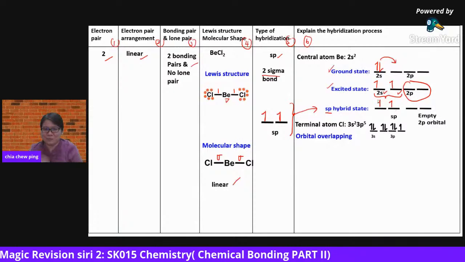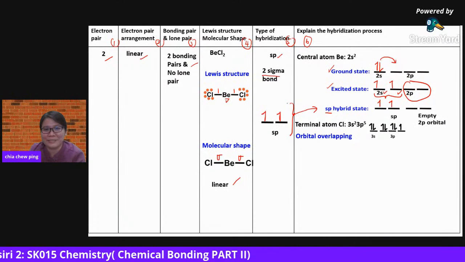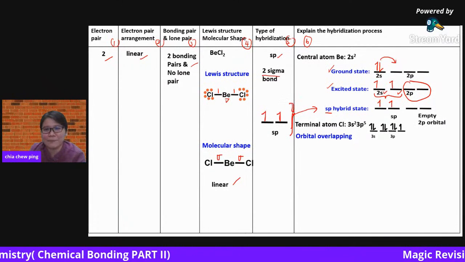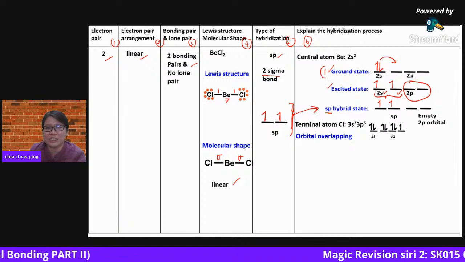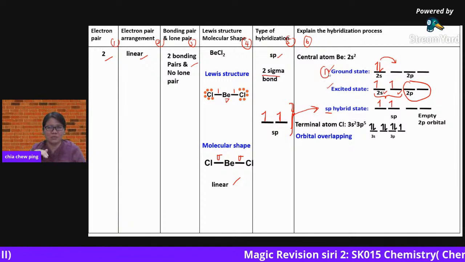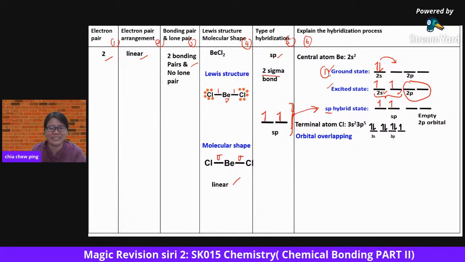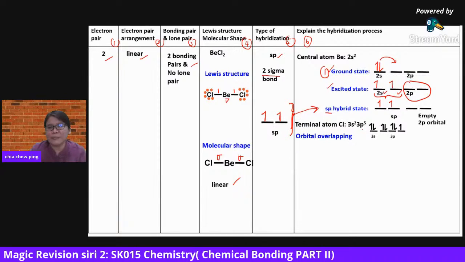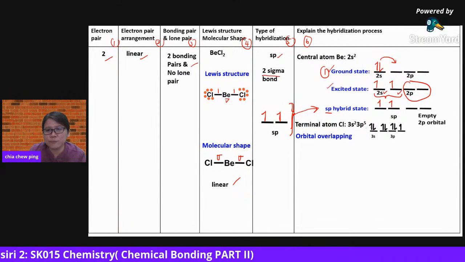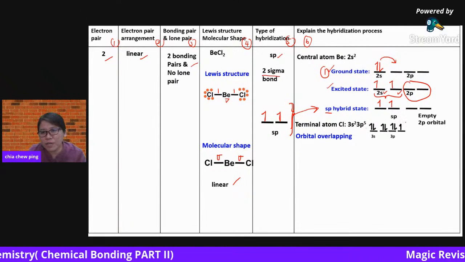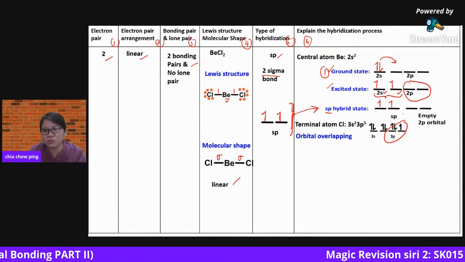So what I teach you today is how to predict the hybrid step. In this process you think about whether you want to jump, or how many electrons you want to promote, or anything else. Now the terminal chlorine is 3s2 3p5. As you know, 3p5 has 1 unpaired electron in the 3p.